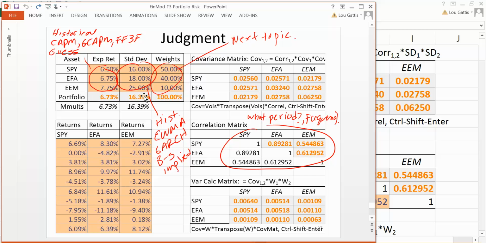So therefore you see it takes a lot of judgment to calculate just the expected return and standard deviation of a portfolio: judgments in selecting these volatilities and means, and a time period for estimating correlations.